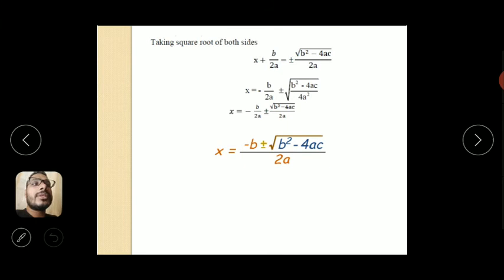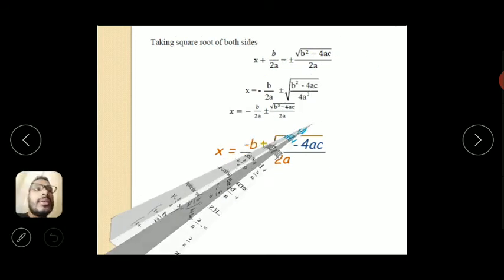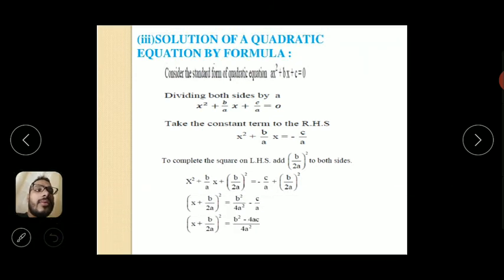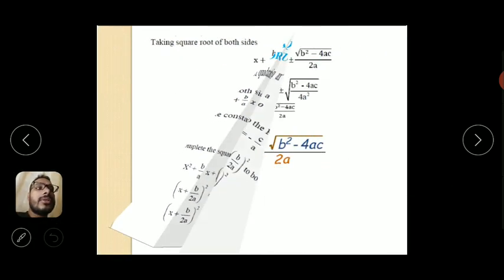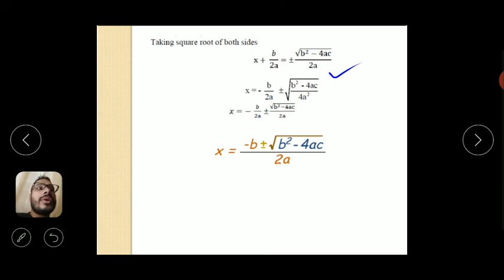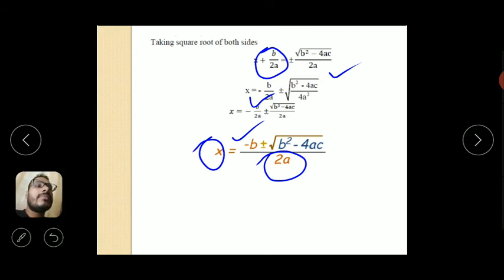It becomes plus minus 2a here, plus minus square root of b square minus 4ac by 2a. It was 4a square, so it becomes only 2a after coming out of the square roots. Now plus b by 2a here will be shifted to the right, it becomes minus b by 2a. So minus b by 2a, and this 2a will be taken as common. So common is 2a and minus b on top, plus minus the square root of b square minus 4ac. So x is equal to minus b plus minus square root of b square minus 4ac, by 2a.